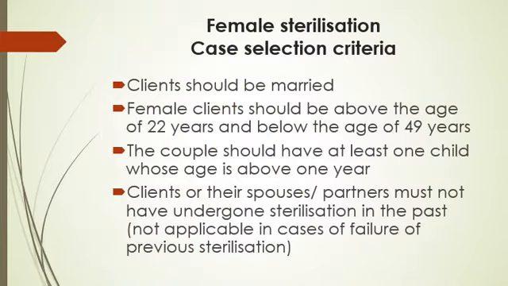What are the case selection criteria? They include clients should be married, females should be above the age of 22 years, preferably 25 years, and below the age of 49 years. The couple should have at least one child whose age is above 1 year, otherwise it is contraindicated. And clients or their spouses, partners, must not have undergone sterilization in the past. However, this is not applicable in cases of failure of previous sterilization.